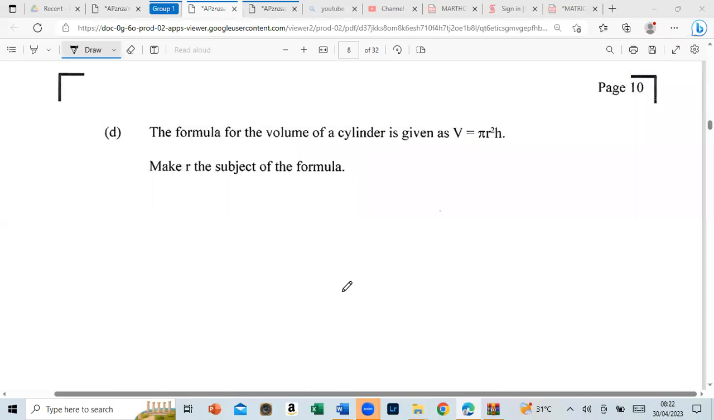All right, see another change of the formula here. The formula for the volume of a cylinder is given as V equals pi r squared h. Make R the subject of the formula. 2 minutes, guys. 2 minutes. Let's go.